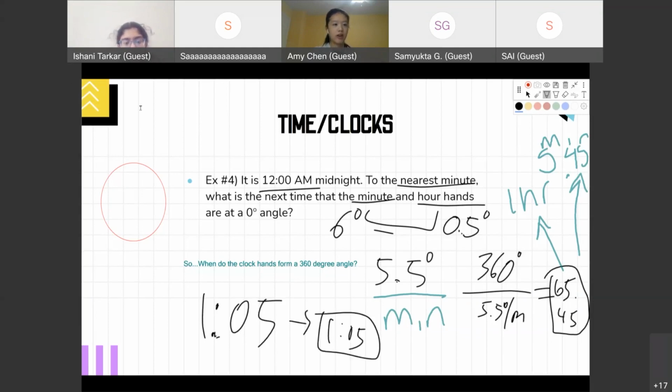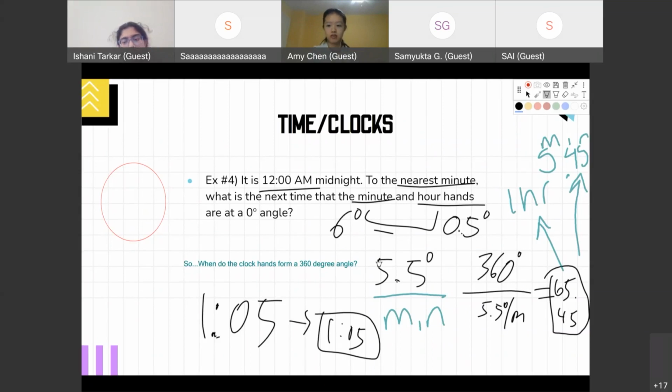A question about why we did 360 divided by 5.5? So 5.5 is the rate of change of the distance between the clock hands. If this is the hour hand, then the minute hand is going to move faster than the hour hand, which means that the distance between them is going to increase at a certain rate. So the 5.5 represents the rate at which the gap between the hands is increasing.